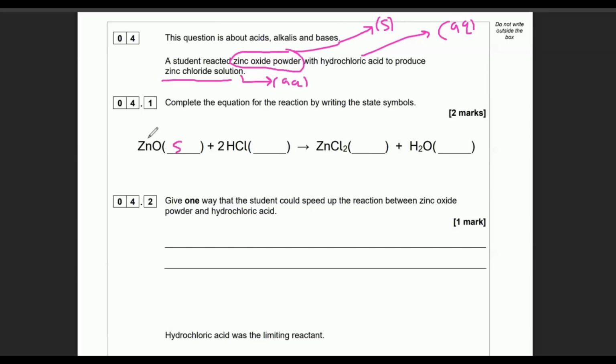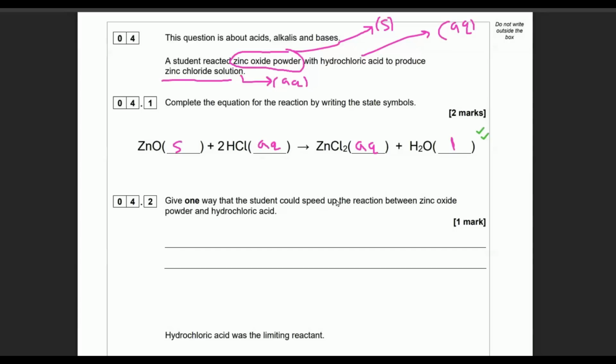So we know that's a solid, told us there, powder. Hydrochloric acid, you just have to know off by heart. Acids are all aqueous, so if you don't know that, make a note. Zinc chloride, it told us it's a solution because you can get zinc chloride solid, but obviously it's in the water that was with the acid, so it's aqueous. And then water, you can't have aqueous water. Water is known as a liquid because aq means dissolved in water. So water is just a liquid unless it says steam or ice in the question. And there we go, 2 beautiful marks.